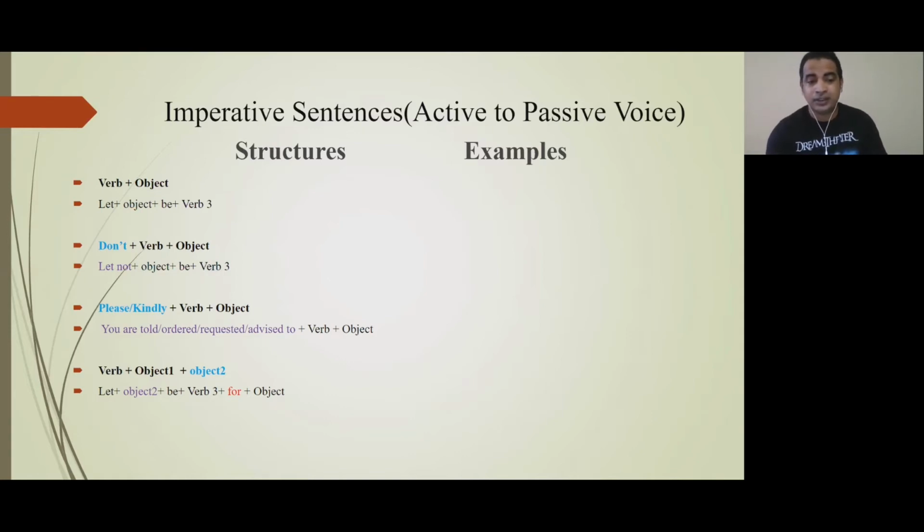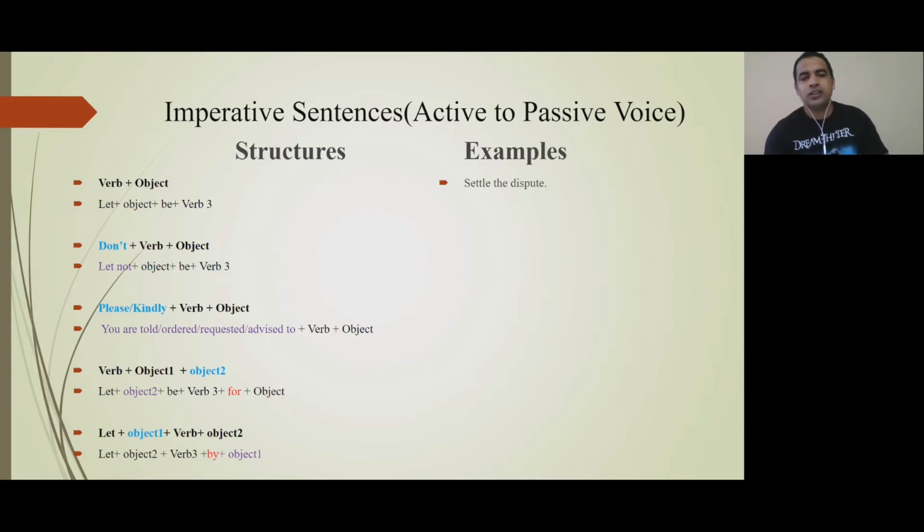Well, there is a problem. In the examination, you will find these two rules, that is verb plus object 1 plus object 2, it will be for, and another one is double object, of course, but it starts with let and it will be by. Think about the last two rules. Well, my dear students, let's go for the examples.